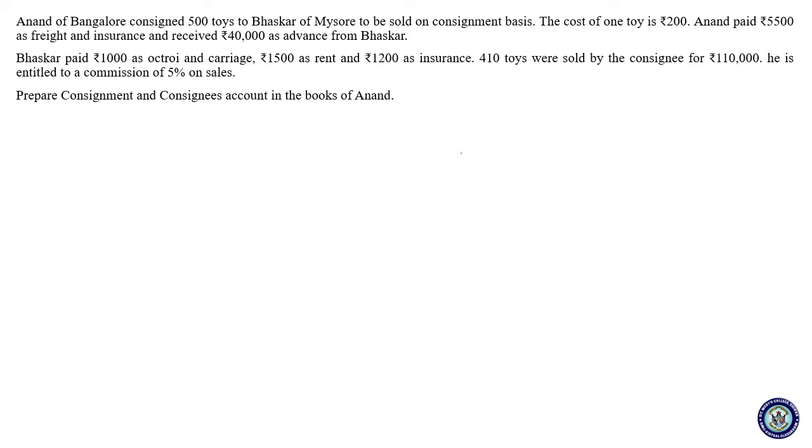In Kannada, we call it sunkada, sunkada katte. Like we are paying some tax on the goods purchased. Okay, so Bhaskar paid 1,000 as octroi and carriage. Octroi as well as carriage is incurred when you bring the goods. For example, the goods have arrived at the border of Mysore. Now to bring them into Mysore, which is a city, you have to pay the octroi. To bring those goods from there, you have to pay the carriage, which is an expense.